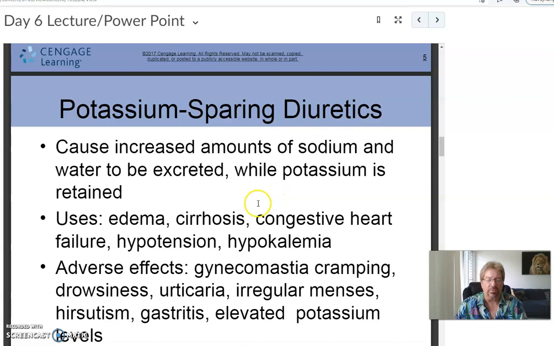Potassium sparing diuretics. Why? Because sometimes the person has a diminished amount of potassium also. They cause increased amounts of sodium and water to be excreted while potassium is retained. Use as edema, cirrhosis, congestive heart failure, hypertension, hypokalemia, which means low amounts of potassium. Adverse effects: gynecomastia, that's the formation of little breasts in men, cramping, drowsiness, urticaria, which is hives, irregular menses, hirsutism, like a woman growing facial hair, gastritis, elevated potassium levels.